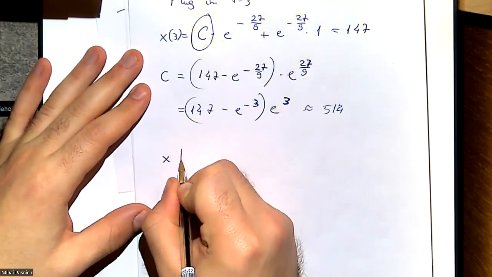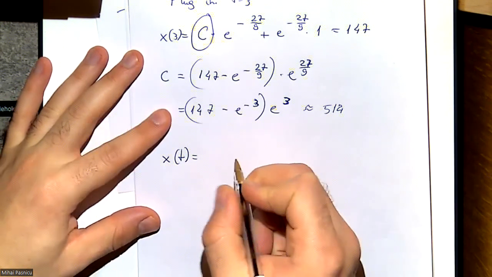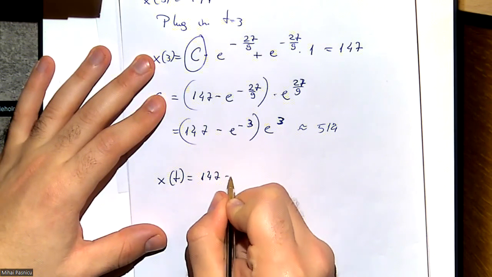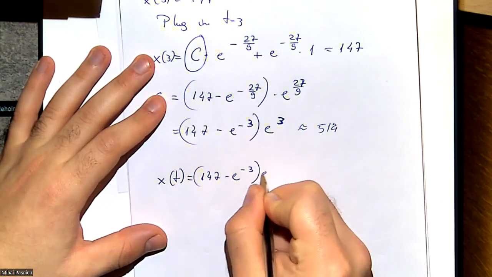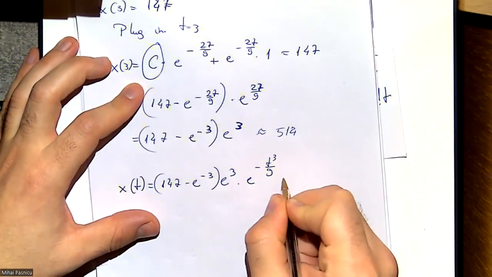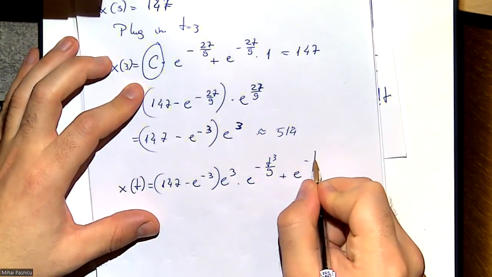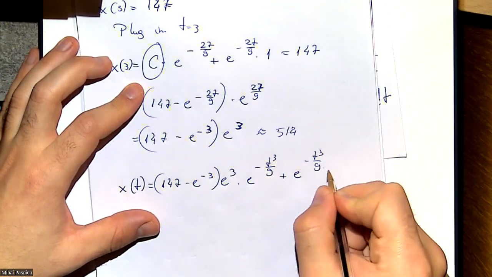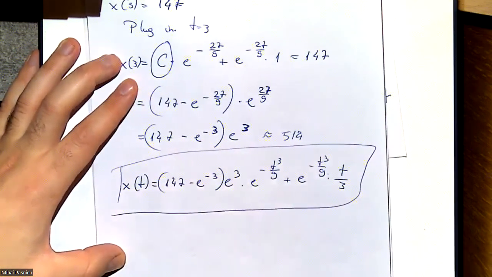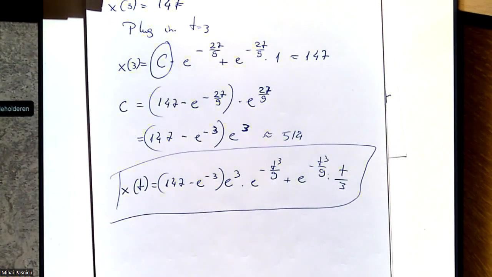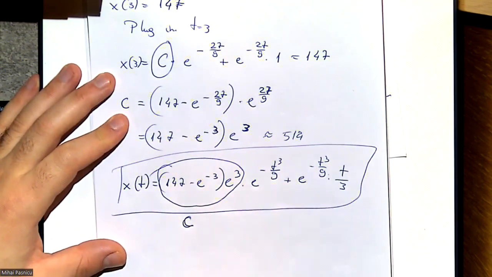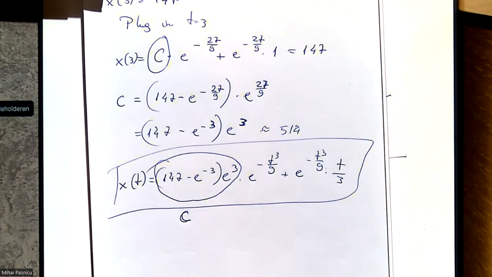Okay, so now my x(t) particular solution is to plug in this constant in the general solution: 147 minus e to the minus 3 times e to the third, and you just copy the rest. If you want to write the formal answer, you just write it like this, where again, this is just the constant.